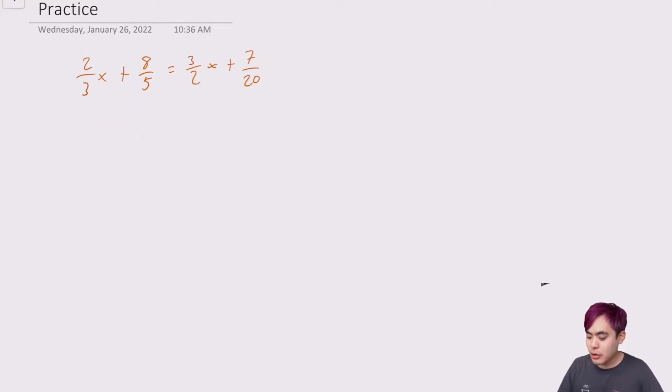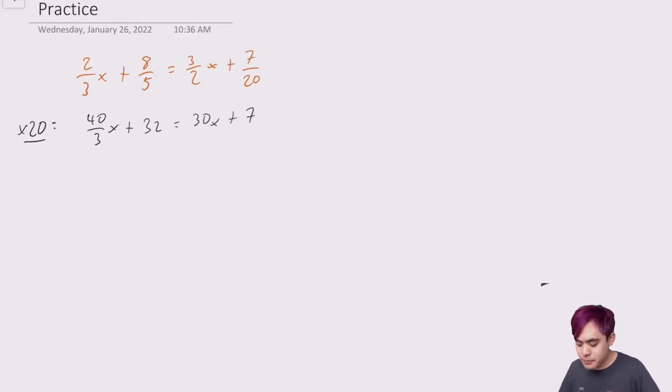But you don't need to show all the steps either. You just need to show enough of the steps that I know that you know what you're doing. So maybe you might say something like multiply by 20, and then when you do that, you end up with 40/3 x plus 32 is equal to 30x plus 7. Then maybe we multiply by 3, and that gets you 40x plus 96 is equal to 90x plus 21.